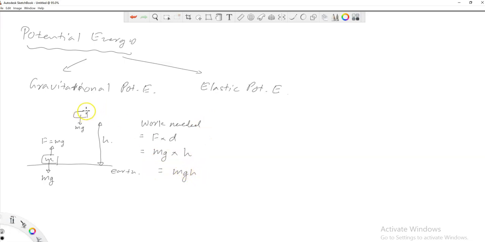Now the object is up here. You spent mgh amount of joules. We say that because it's so many meters above the ground, it gains potential energy. It has the ability to do work because of its new location, and that potential energy is given by mgh. So potential energy is mass times gravity times height.